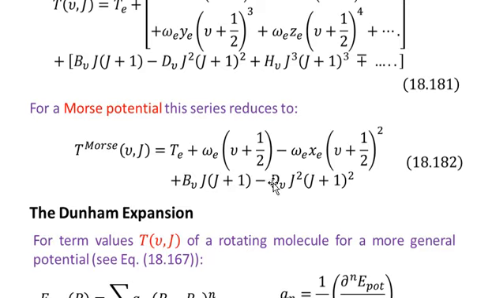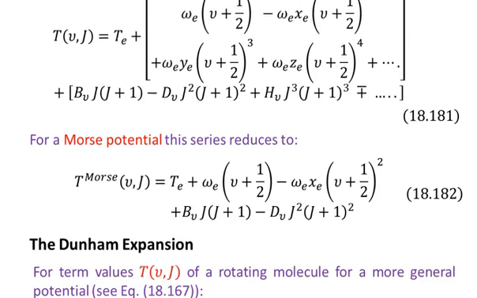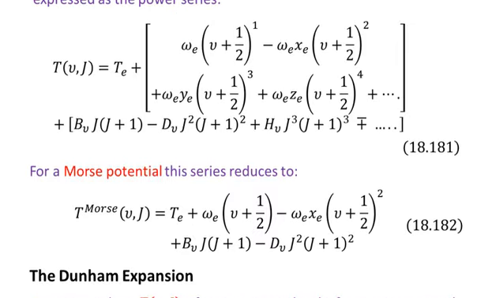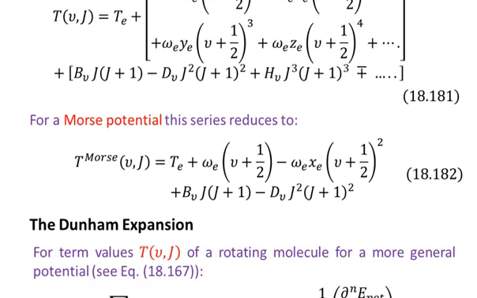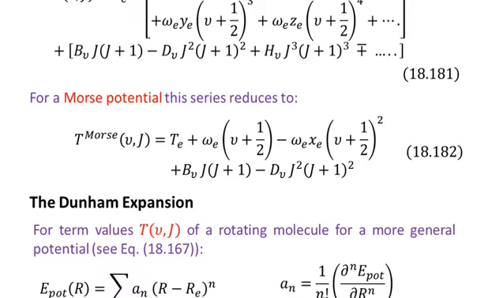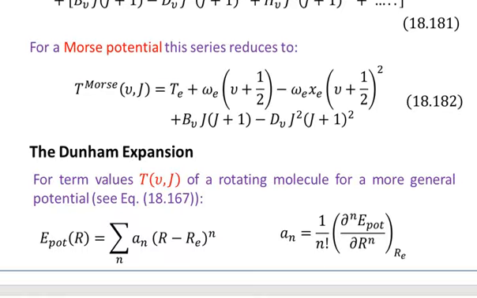So you can notice very clearly that using the Morse potential, the equation which is given in equation number 181 has been simplified to a great extent in equation number 182. And the results obtained from the Morse potential are very satisfactory and much closer to the experimental data, and also in its simplified version.